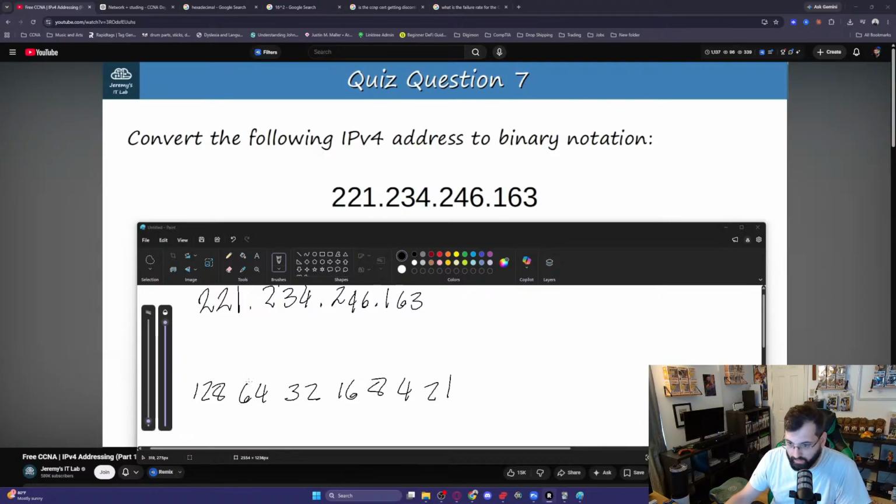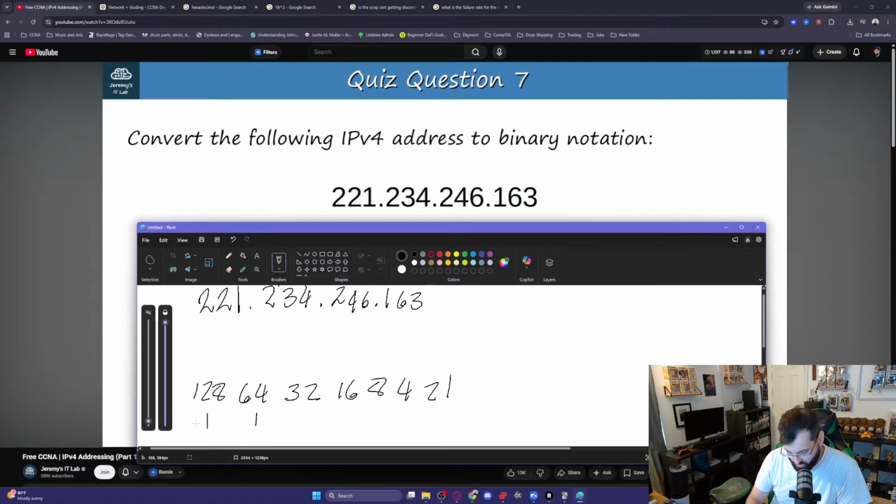So it's got to be one. It has to be these two for sure. 128 plus 64 is 192. Plus 32 breaks it. That makes it 208 plus 8. So that's what it is.